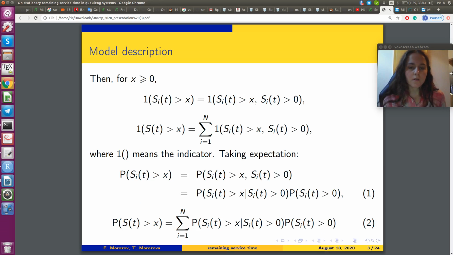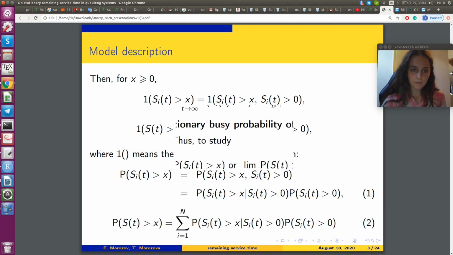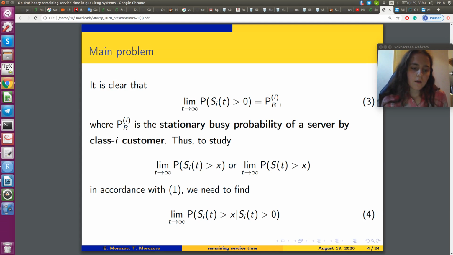Now it's not that hard to derive the expressions for the distribution, precisely the tail distribution of our service times, both conditional and unconditional. As you can see, they are formulas 1 and 2 respectively. Now we will go to the limits and express the stationary busy probability of a server when it's occupied by a customer of class I.